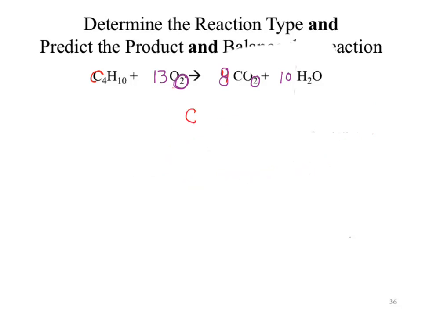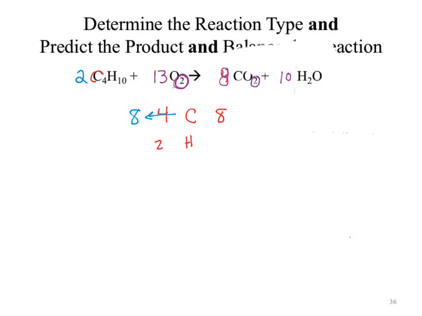How many carbons on the left? 4. How many carbons on the right? 8. Because there's an 8 in front now. Whoops, sorry. Carbon's not balanced, right? How do we fix it? We need to put a 2 in front. Now we have 8 carbons.